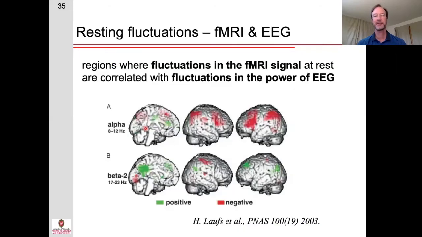And finally, there have been studies where they've acquired simultaneous functional MRI and EEG data, such as this study from Laufs and colleagues, where they looked for areas or signals in the functional MRI data that are correlated with the fluctuations in the EEG. And indeed, they did find regions where the fluctuations in the fMRI signal at rest were correlated with the fluctuations in the power EEG signal.